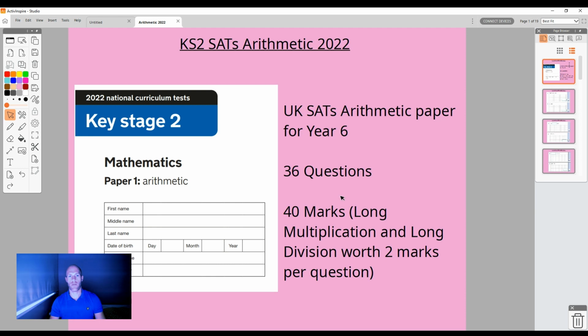Today we're going to talk through an entire Key Stage 2 SATs Arithmetic paper. The one we're going to do first is the 2022 paper. As you can see from the details on the front of this page, it's for Year 6s. There are 36 questions in the paper and 40 marks. The questions that are long multiplication and long division are worth 2 marks per question.